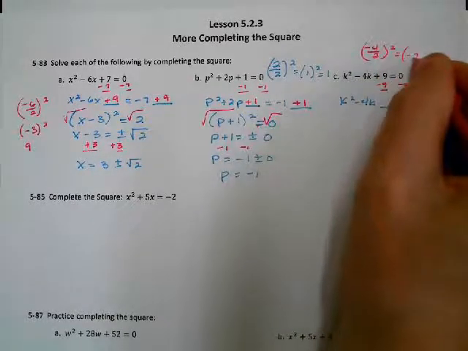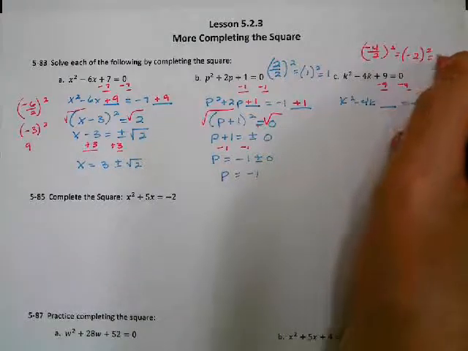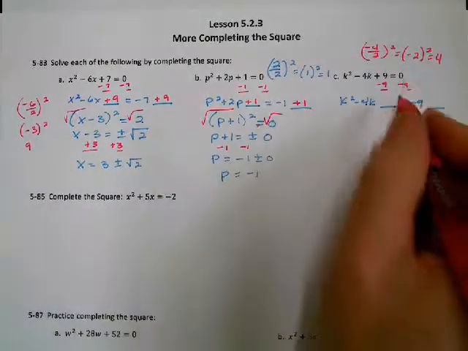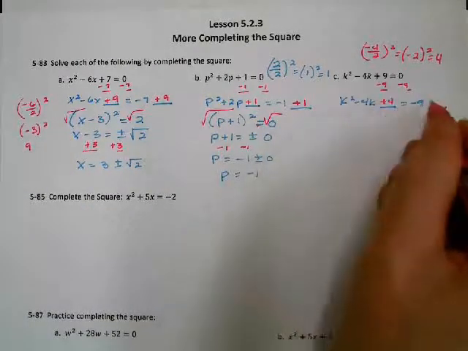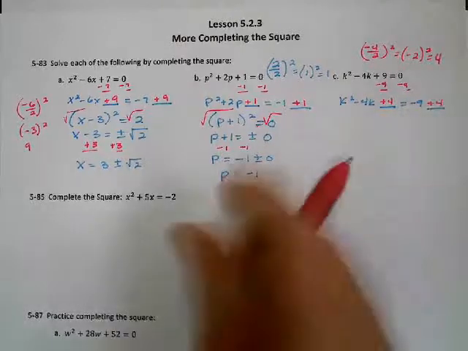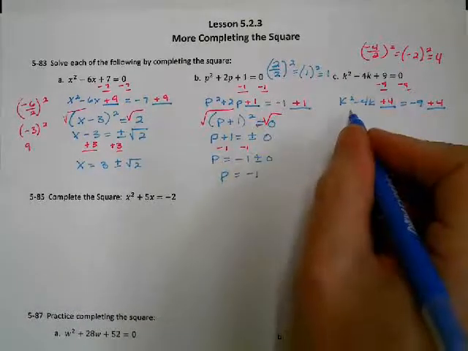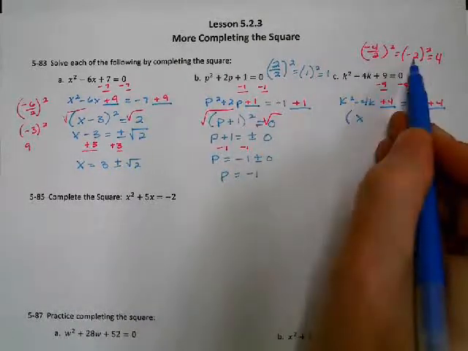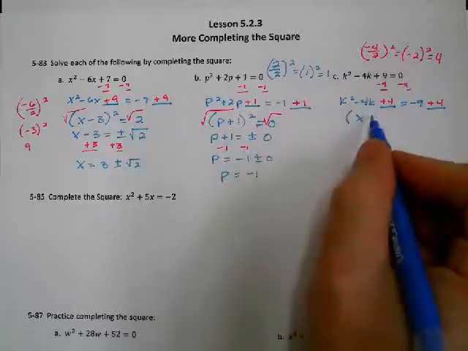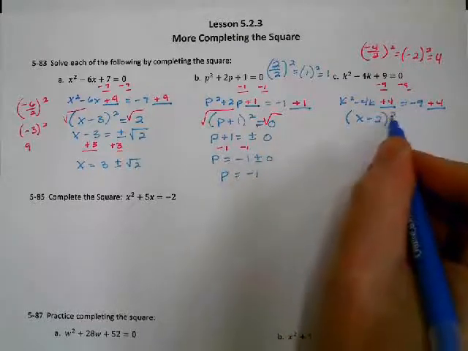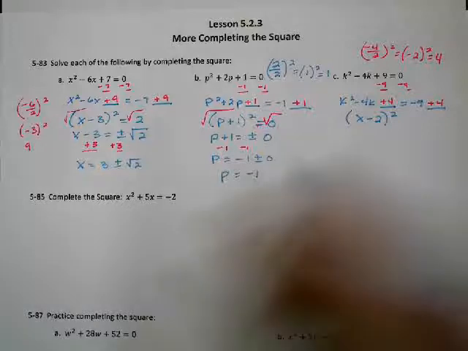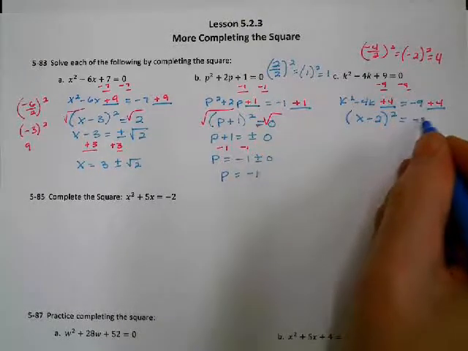So this is negative 2 squared, which is positive 4. So 4 is the number that I add to both sides to complete the square. Remember, if you add it to one side, you have to add it to the other side to balance the equation out. Okay, the perfect square that I just made: what number did I square up here? I squared negative 2, so this is x minus 2 squared. On the other side of the equation, I get negative 5.